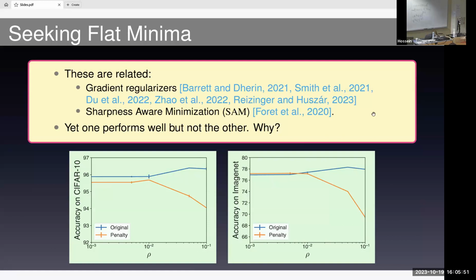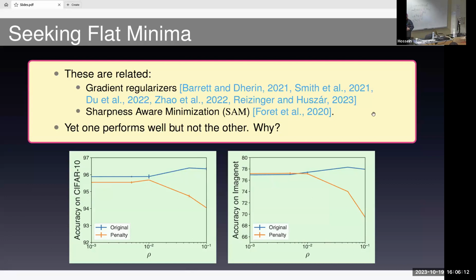Okay, so this blue curve is SAM. And as I said, because it doesn't use any Hessian, and we will see that, it doesn't fail. But the penalty version actually starts to fail. So this is the test accuracy, and this is the strength parameter. Like I think I used lambda here, but it's rho there.